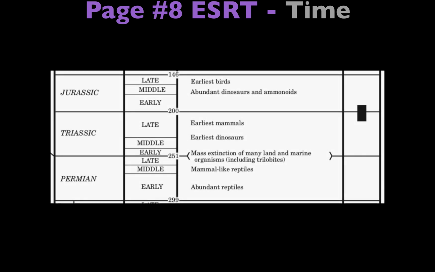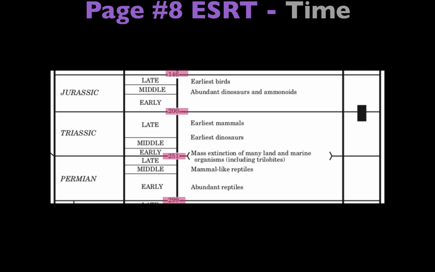Let's take a closer look at some time. So now we're zooming into very specific time periods of the past, the Jurassic, Triassic, and Permian. And you can see the numbers that are listed indicate how far into the past these periods began and ended. So you should see the numbers 299, 251, 200, and 146. These indicate the beginning and end of these specific periods.